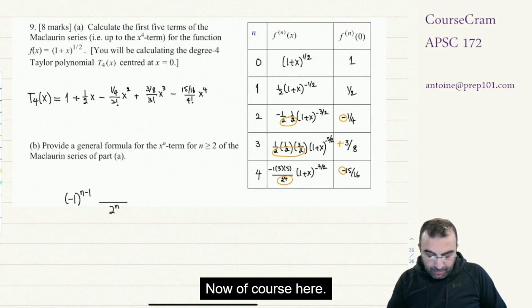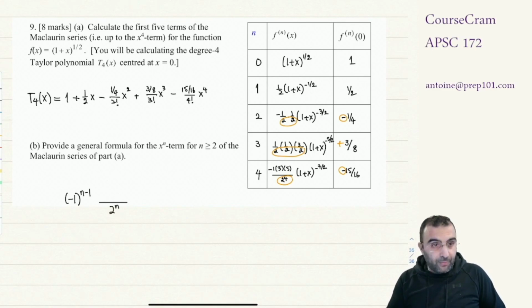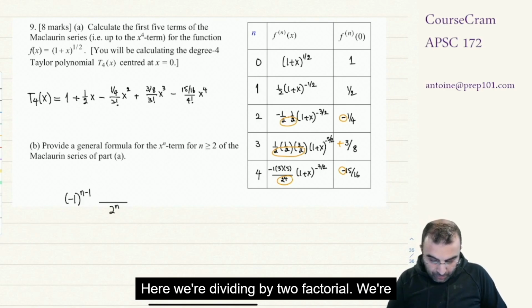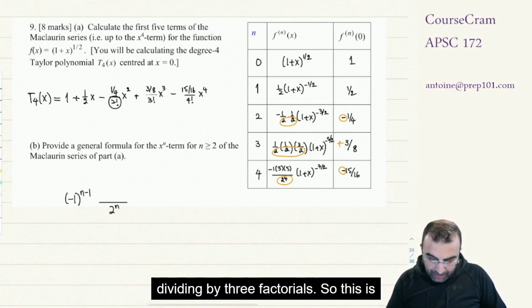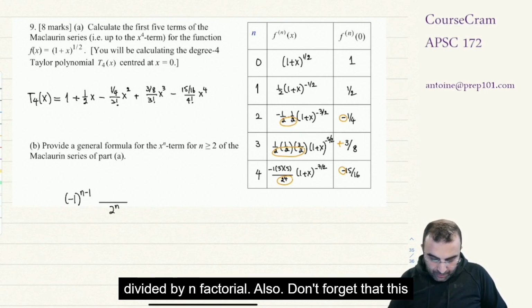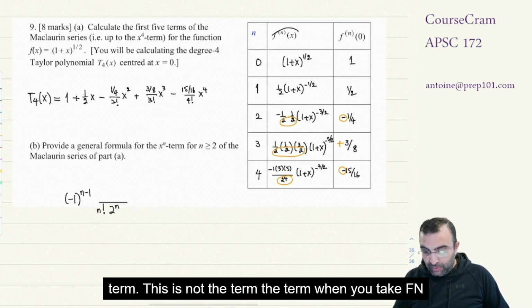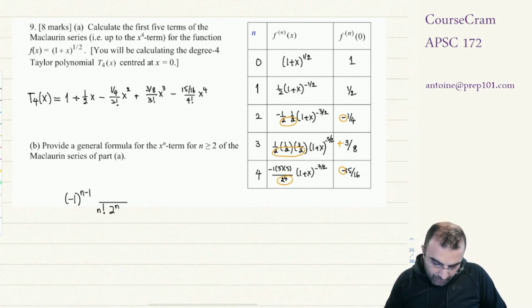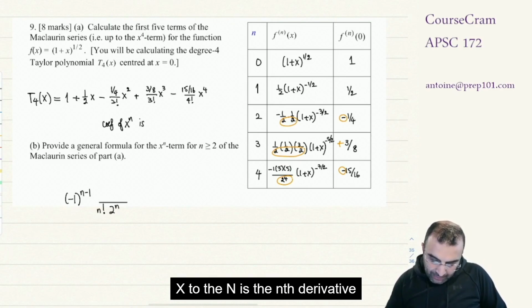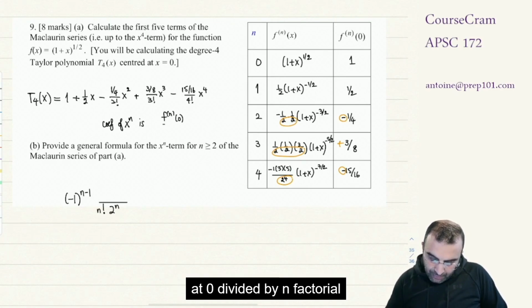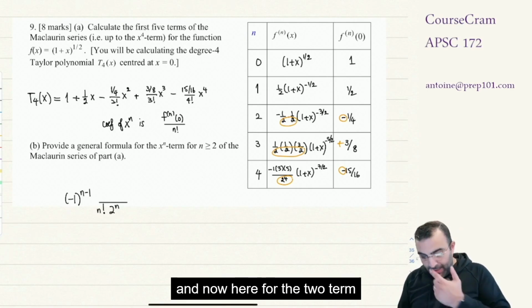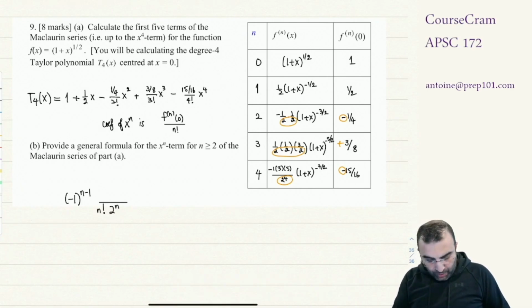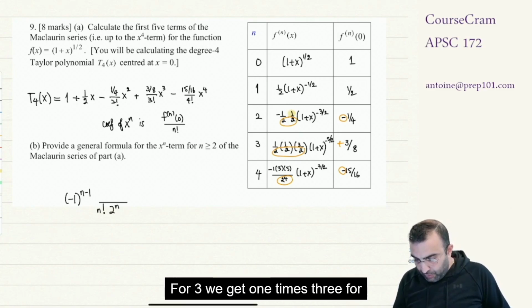Now, of course, here we're dividing by 2 factorial, we're dividing by 3 factorial, so this is divided by n factorial. Also, don't forget that this term is not the term when you take fn and divide it by n factorial. So the coefficient of x to the n is the nth derivative at 0 divided by n factorial.